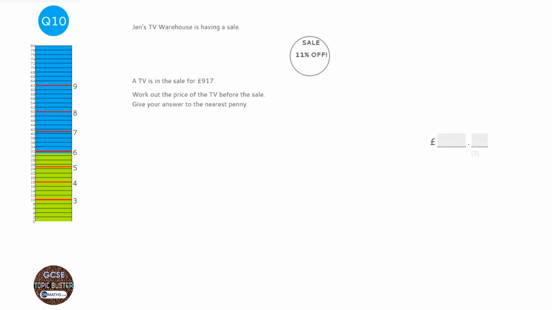The easiest way to answer this question on the calculator paper is to think in terms of multipliers. Multipliers are a nice easy decimal you times something by to do whatever the question's asking you to do, so either increasing it by a percentage or decreasing it by a percentage. If we just focus on this bit, 11% off, we always start off with 100%, and 11% off would take away 11% from that. So that's going to leave us with 89%.